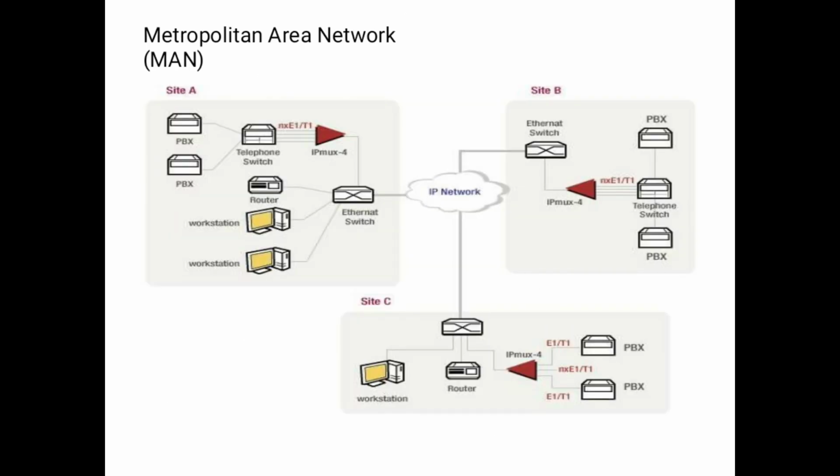And this is also one of the examples. Here by using the internet IP network, we have site A, site B, site C. These are three different stations, and these three stations can communicate by using the internet network.